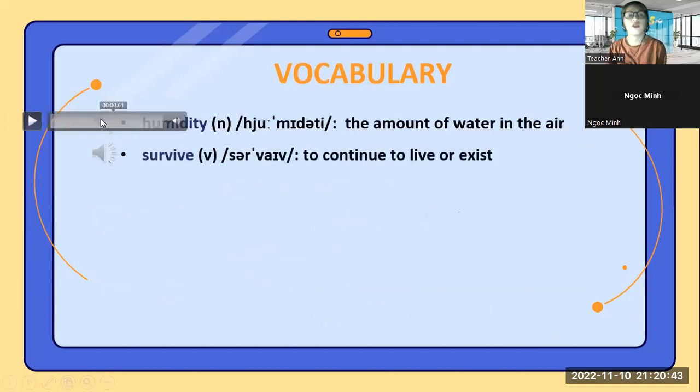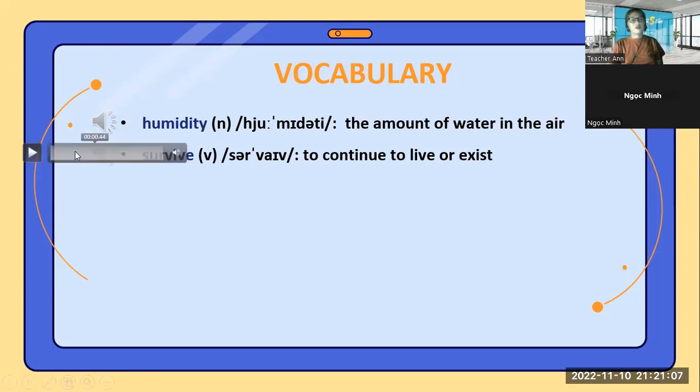Another one is humidity: the amount of water in the air. Like humid. As you can see, it's very hot and then suddenly it rains. What you can feel is that it keeps on raining but slowly. You can feel that the heat under the ground is quite humid. The weather is not good.